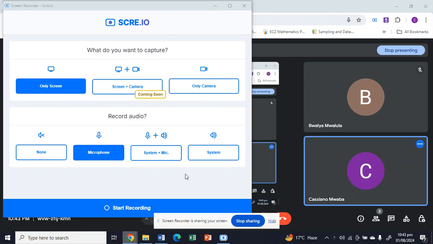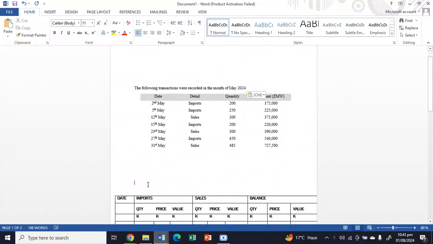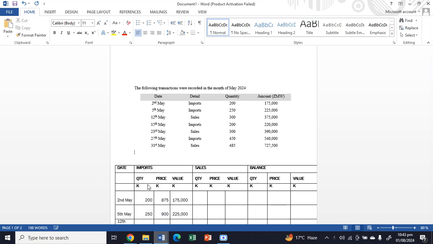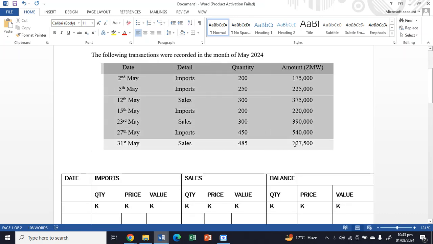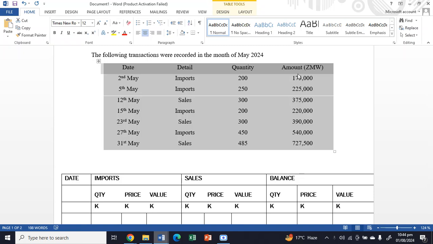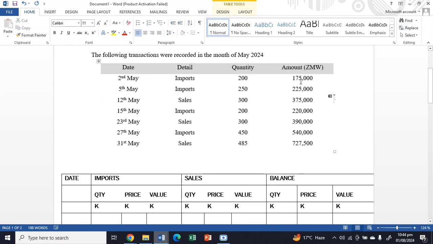All right, so we're looking at the average costing method for inventory valuation. We've been given this information here, and we have to fill out our stores ledger, right? We're given details about imports and sales, the quantities, and the total amounts. So as I said, if you've been given the total amounts, you need to calculate the amounts per unit. Okay, the cost price per unit for purchasing these goods and the selling price per unit for selling these goods. And those prices are found by dividing this total amount by the quantity.